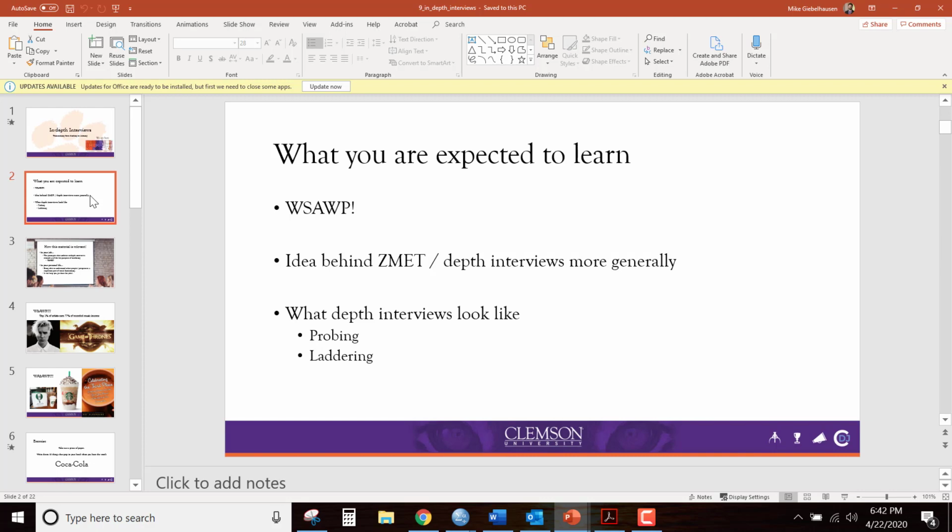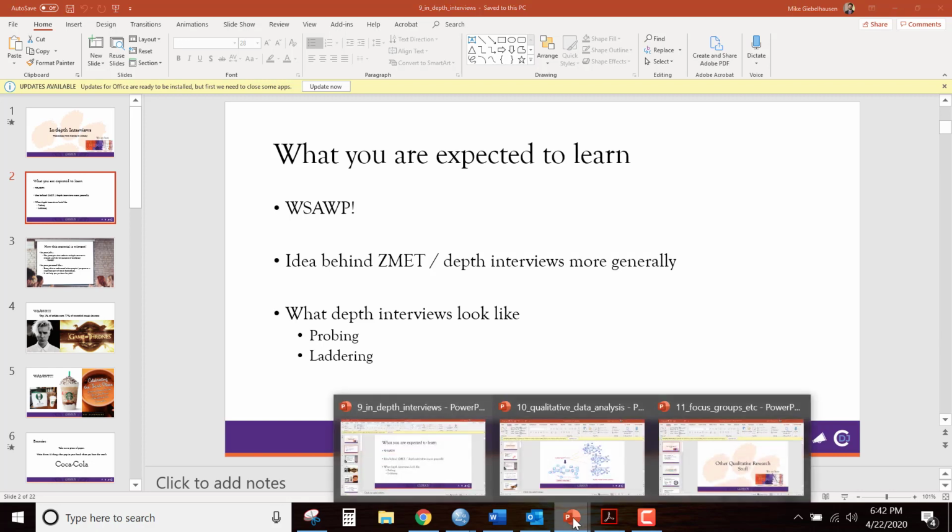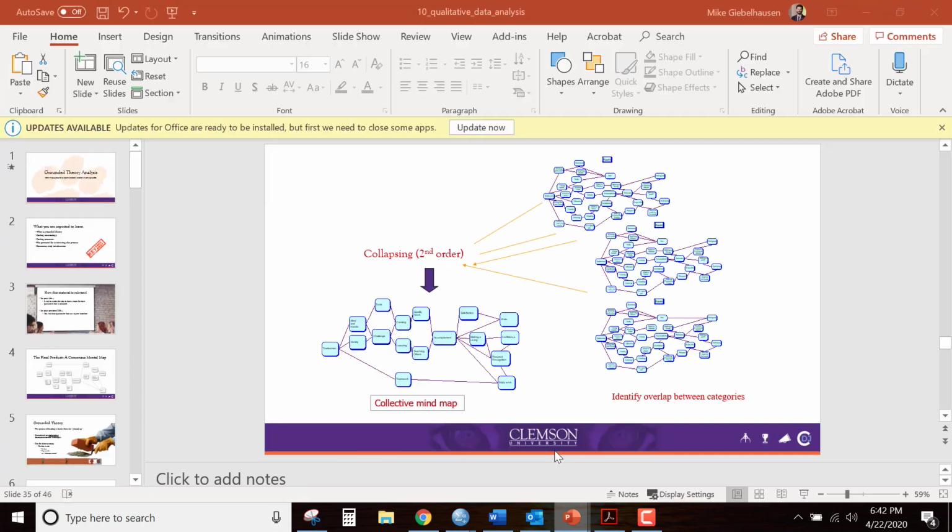And laddering is trying to figure out, working that concept up the value chain until you get something related to the person's self or their values, and then you go on to the next question. All right, so speaking of moving on to the next thing, let's go into the data analysis lecture.